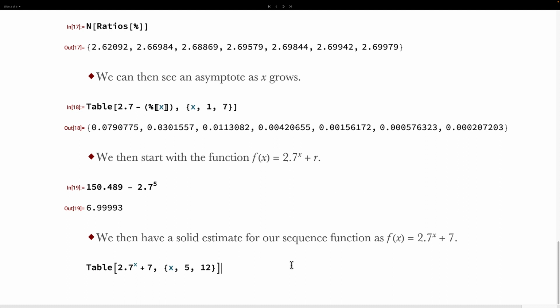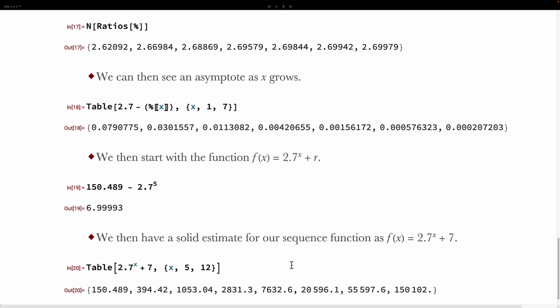So from there, we can set our estimate for the constant to be 7, which then gives us a solid estimate for our sequence function as f of x is equal to 2.7 to the power of x plus 7. To verify this, we can then write out a table of 2.7 to the power of x plus 7 as x goes from 5 to 12. Evaluating this within the Wolfram language gives us our original sequence.